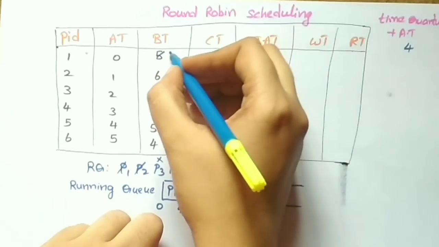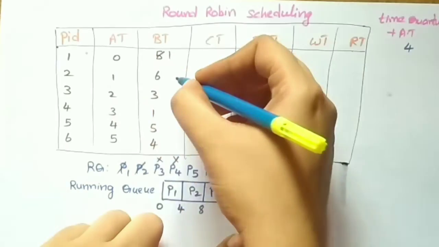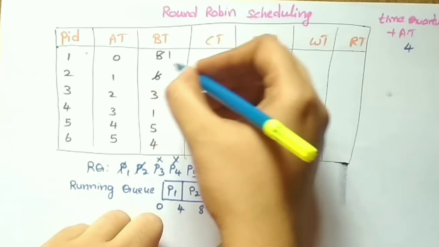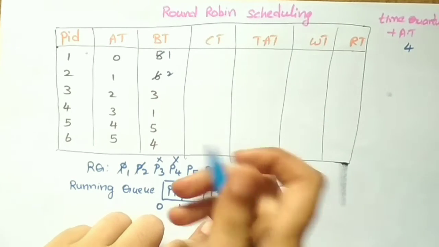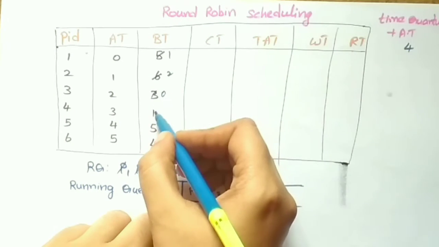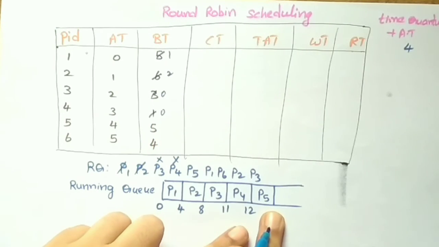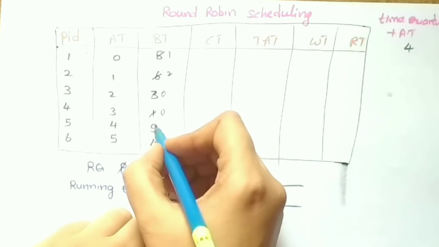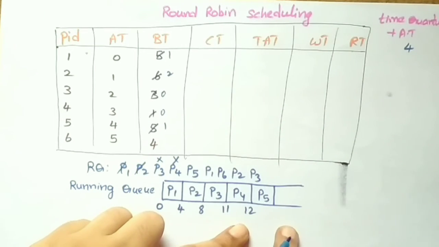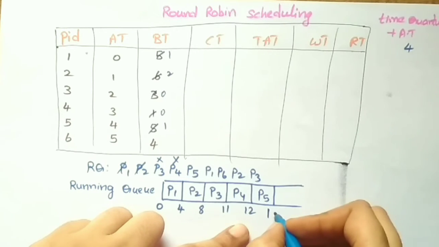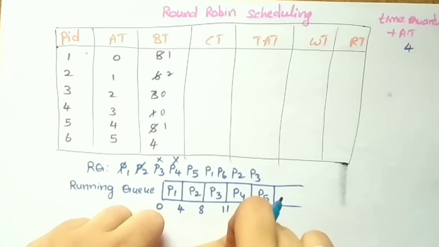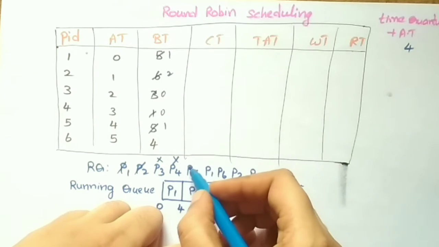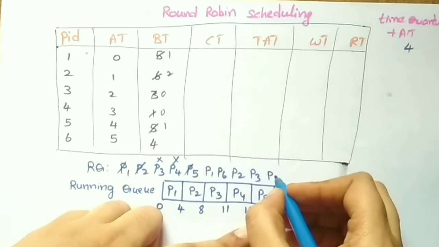So here the P1 has executed for 4 units of time, and the remaining time is 1. And similarly for the P2, it is executed for 4 units of time. The remaining time is 2. And for the P3 also, 0. Now P5 is executed for the 4 units of time. The burst time is decremented by 4, and it will become 16. Okay, P5 is 16. So next P5 is swapped out of the running state.